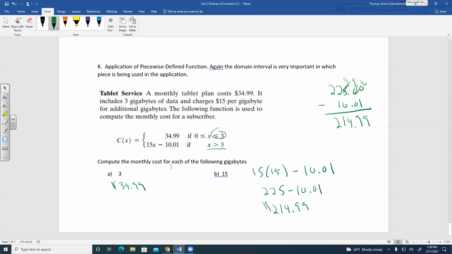And again, you have to pay attention to the domain, the interval, to determine which piece of the function you use. Well, I'll stop there, and hopefully you got something out of this, and we'll move on to the next lesson here in a little while.